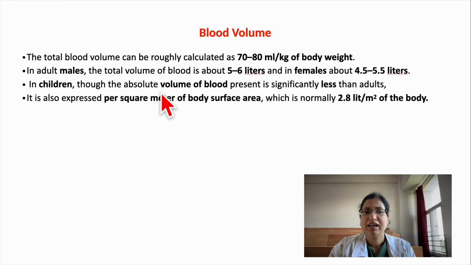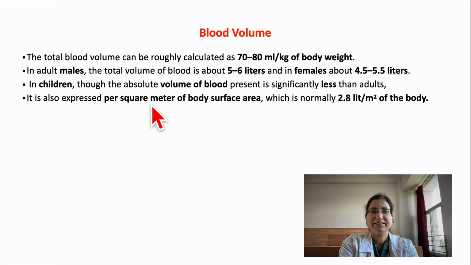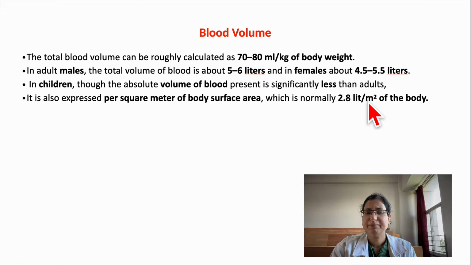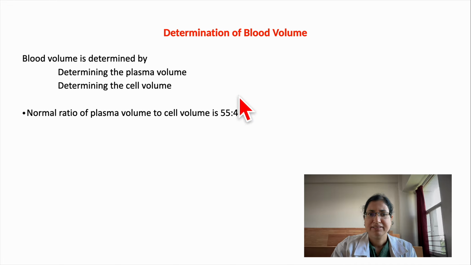In children, though the absolute volume of blood present is significantly less than in adults, it is also expressed per square meter of body surface area, which is normally 2.8 liter per square meter of the body. So this is also an MCQ here. 2.8 liter per square meter of the body surface area. This is blood volume. It is expressed like this.